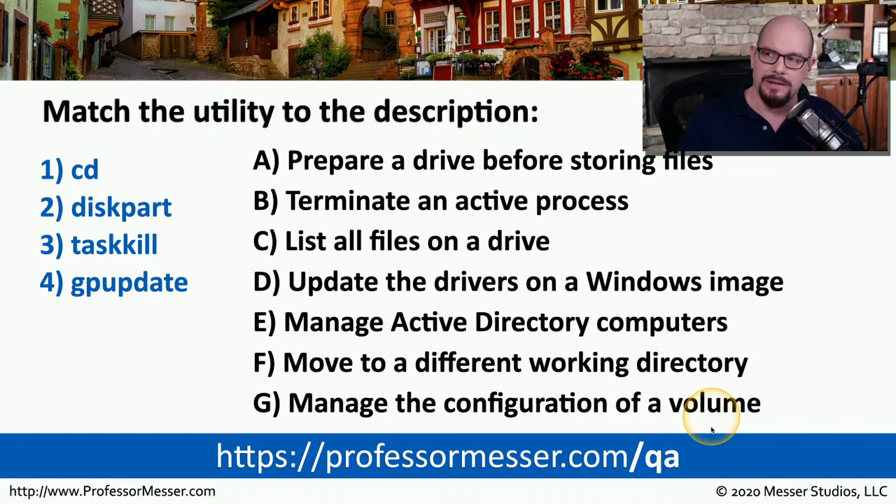So see if you can go through this entire list and know exactly what to do. We've got CD, diskpart, taskkill, and gpupdate. If you think they are all in order now, you can simply answer as 1A, 2B, 3C, and 4D, and you're set. There'll be 3 of these that are left over at the end. So don't worry about that.